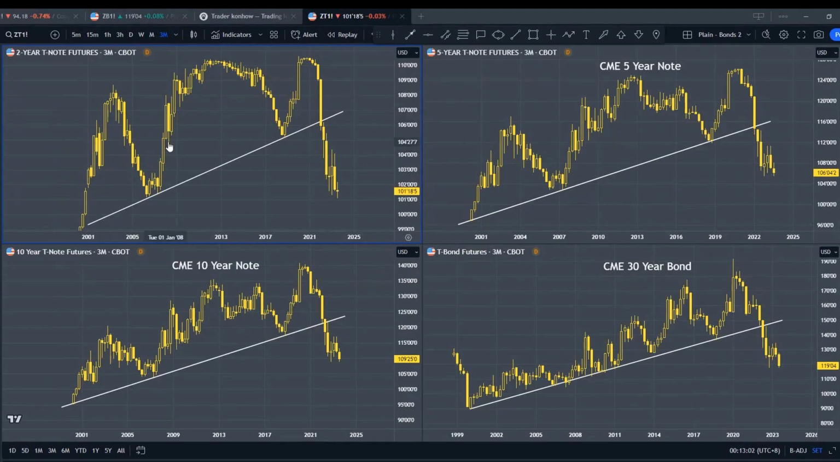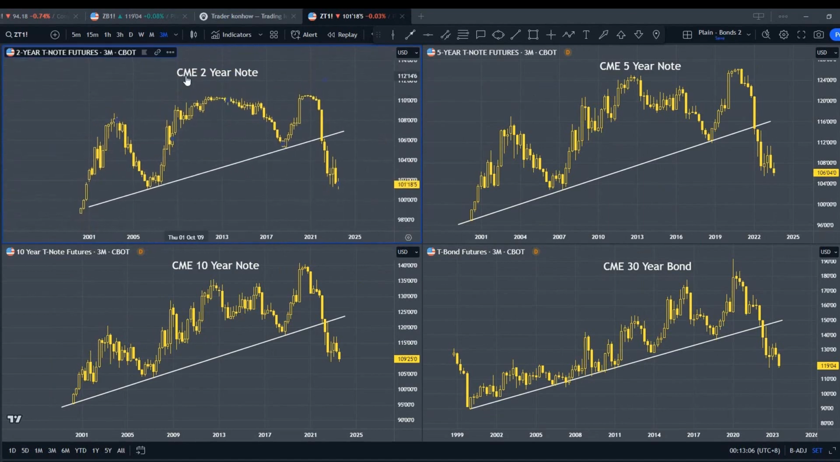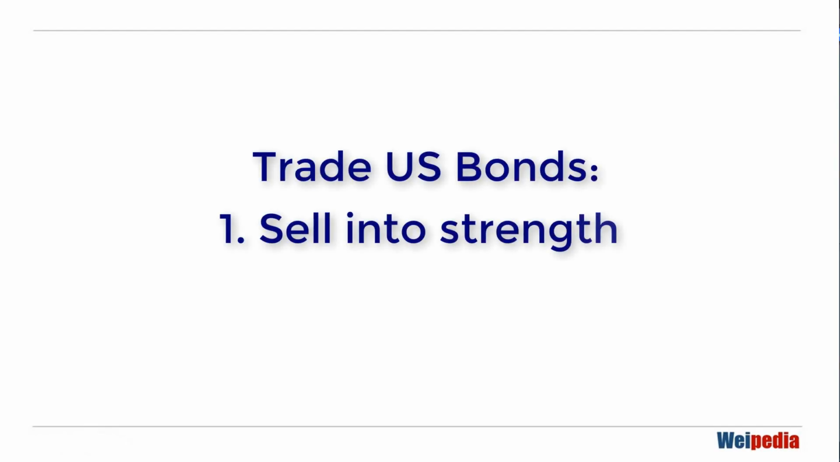But for me, I'll be more keen to trade the US bonds, and this is how I'm going to do it. What we're seeing here are the 2 year notes, 5 year notes, 10 year notes, and 30 year bonds. Generally, they're behaving in the same manner. The long-term uptrend is being compromised, is being broken. And moving forward, like I said earlier, the strategy is to sell into strength, then buy into dips.